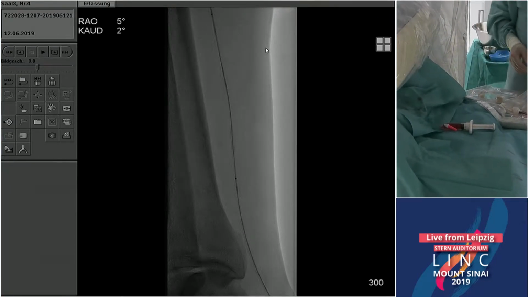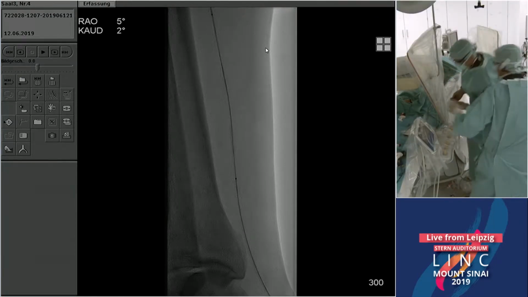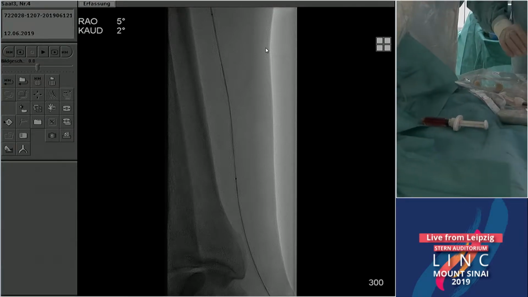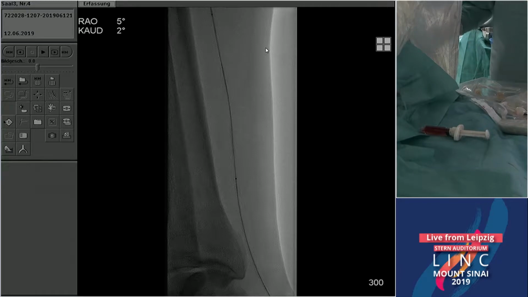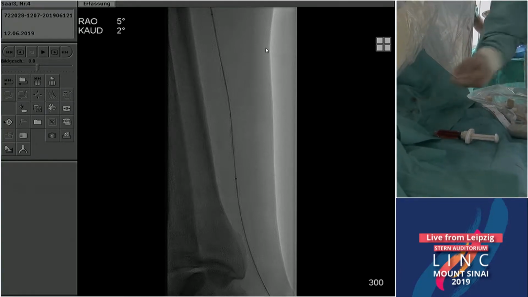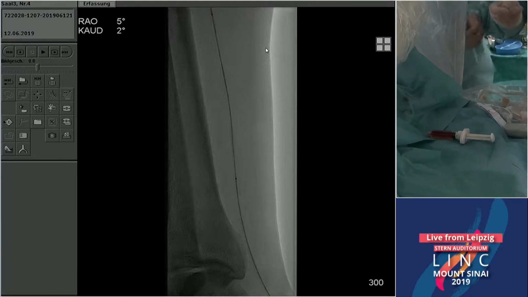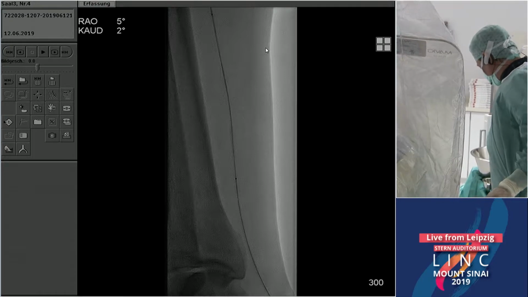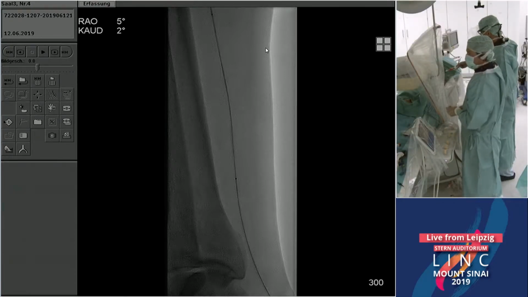Can you deblock the dart? How long is that balloon that you're using? 100 millimeter. Yeah. Can you pull the wire out? Of course, yes. And are you going to use this so we can go all the way back into the tibial, maybe peroneal trunk? Yes, we plan to do this, yeah.